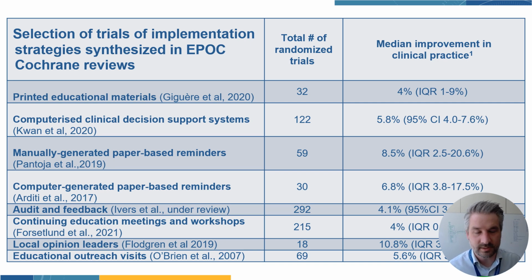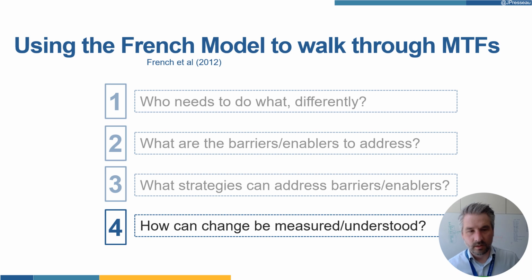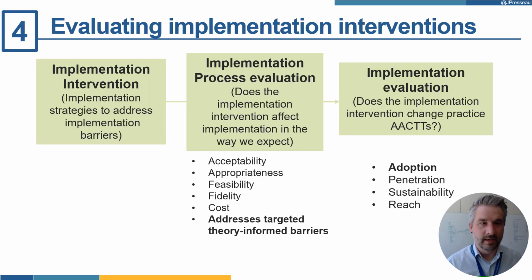in your implementation intervention. So we talked about who needs to do what differently, what are the barriers and enablers, what are strategies, how do we then check to see if all this worked. And a way to think about this is that we might on the left have our implementation intervention that includes strategies or techniques to address the barriers we've identified. And ultimately we want to see, does that implementation change practice in the far right? Does it lead to more adoption, penetration, sustainment, and reach?